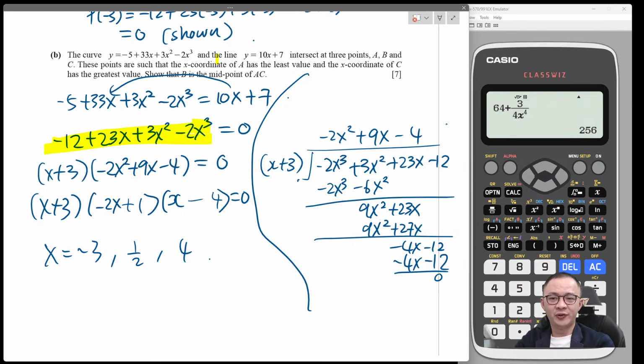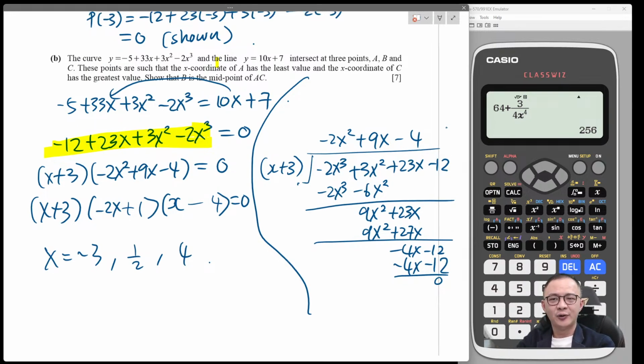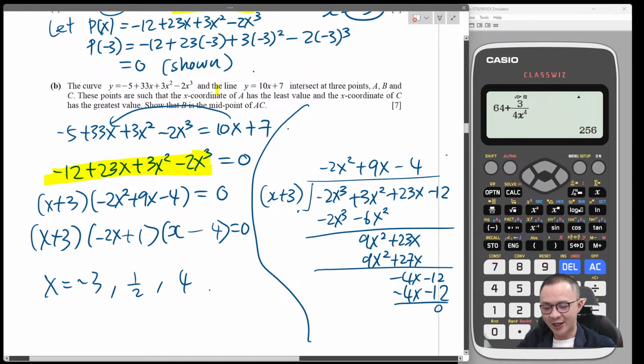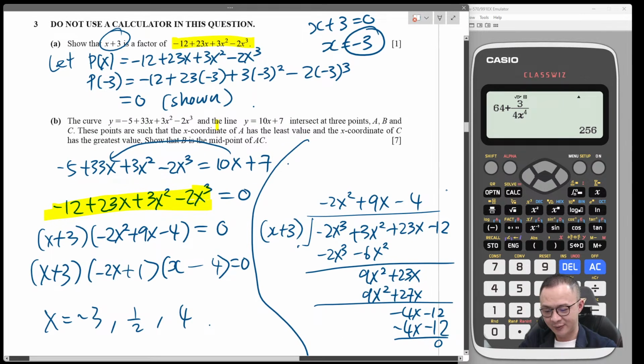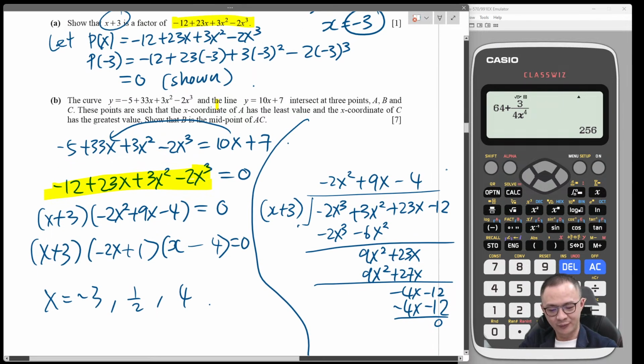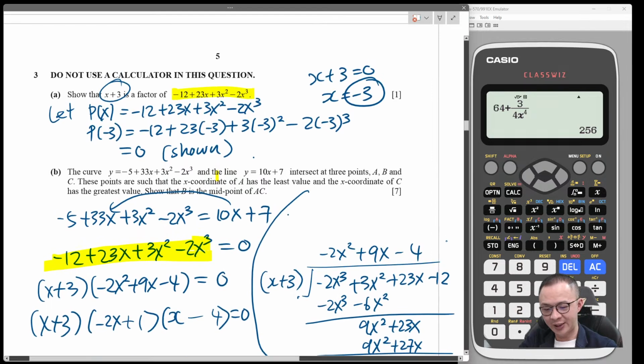So why 1 over 4 becomes x? 1 over 4 becomes x? Which one are you talking about? One over 4 becomes x. Where got?